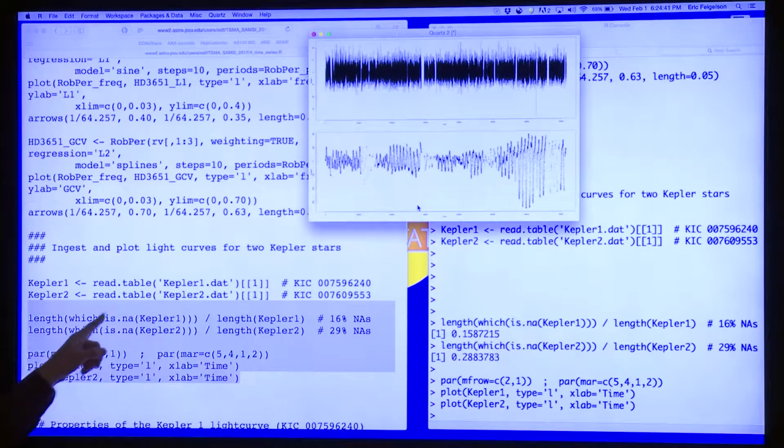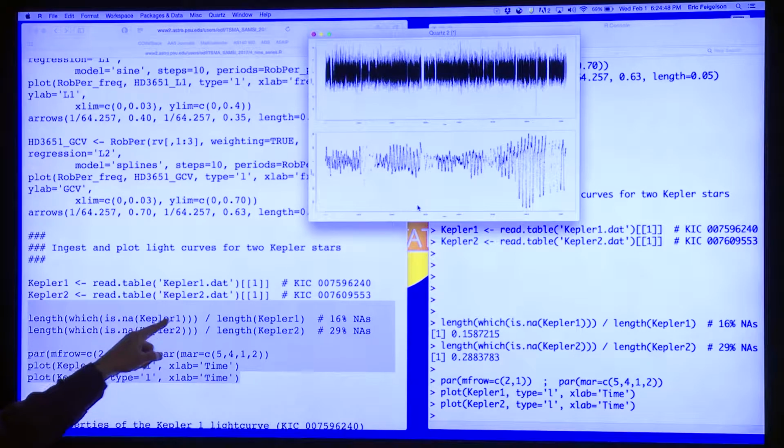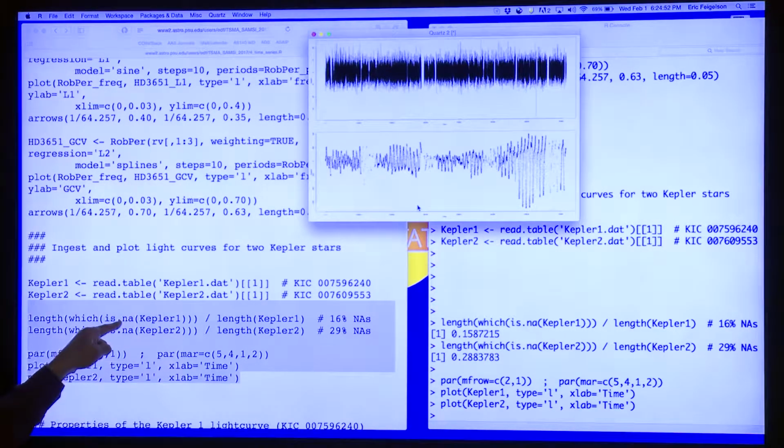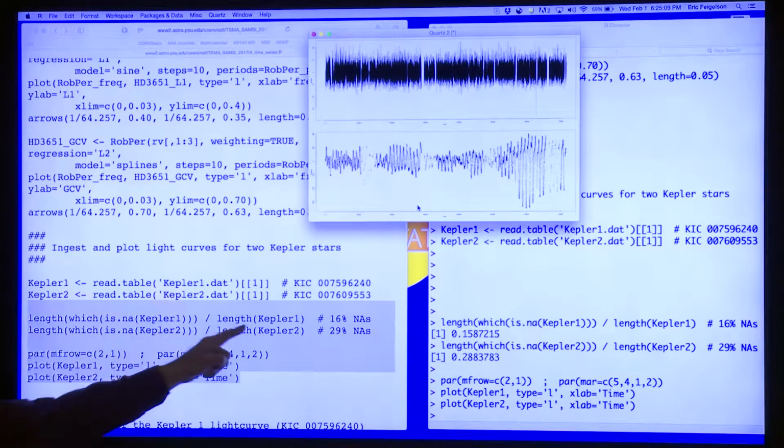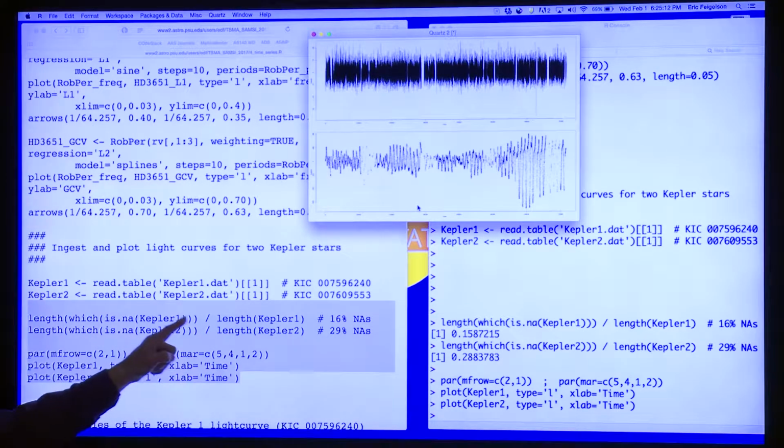This actually has 3 functions embedded together. First, I said take the first data set and give me a vector from the values that is just a vector of true false of whether it's an NA or not. Is it a real number or is it NA? And then tell me which ones those are and tell me the length of that. And then divide by the total length. That's the fraction of the length which are not available, and it's 16% for the first one.